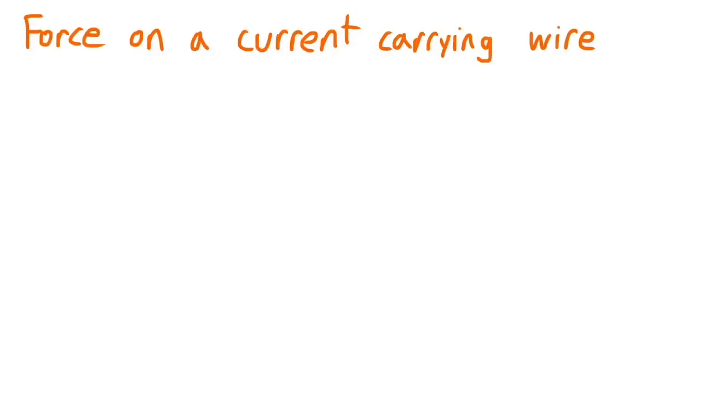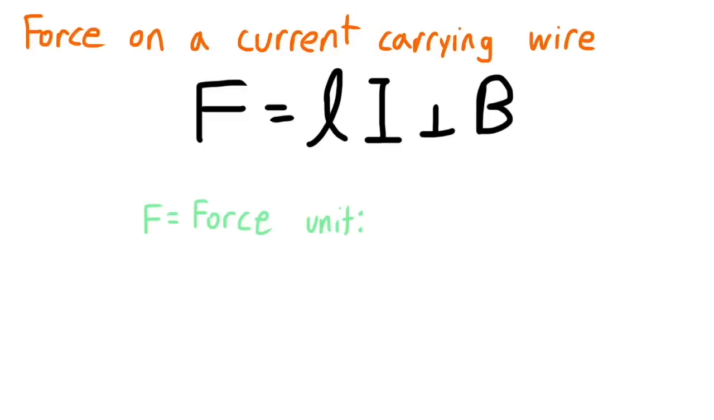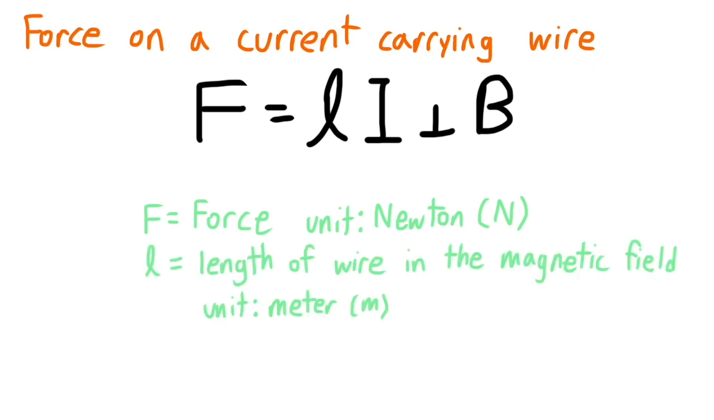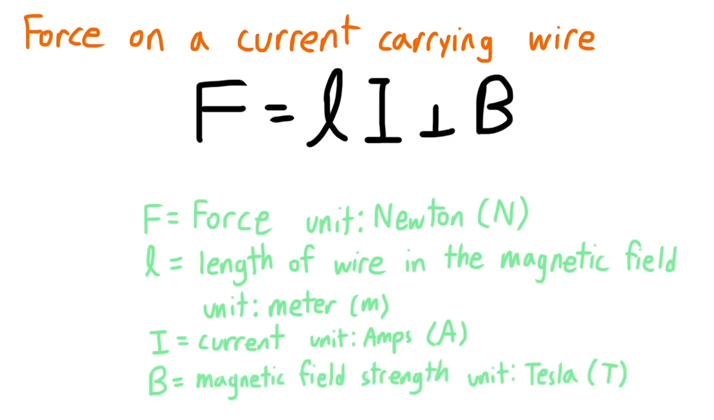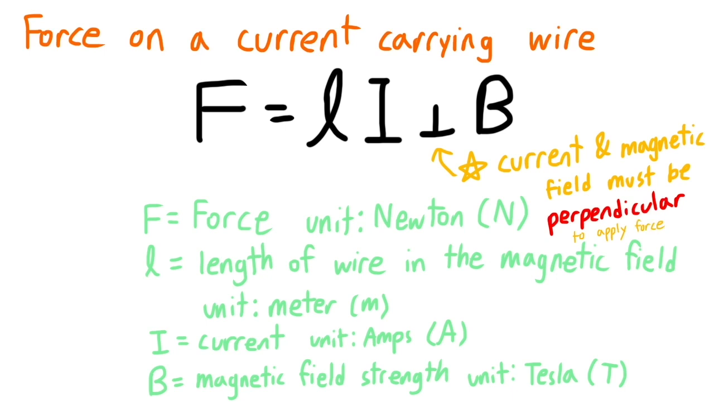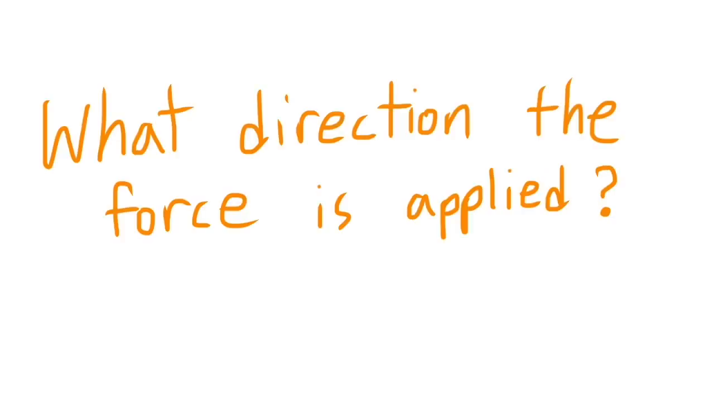To calculate the force on a current-carrying wire, we use this equation. F is force in newtons, L is the length of wire in the magnetic field in meters, I is current in amps, and B is magnetic field strength in Tesla. Current and magnetic field must be perpendicular to apply force as well. What direction is the force applied?